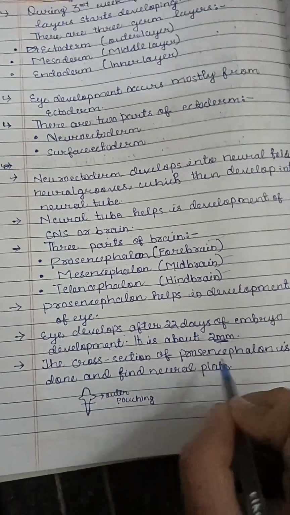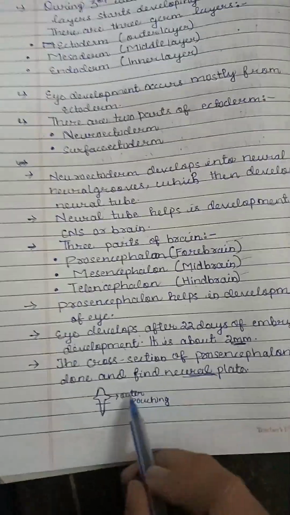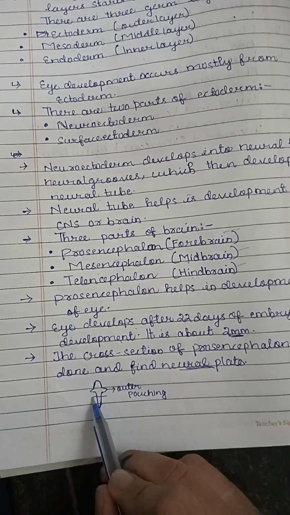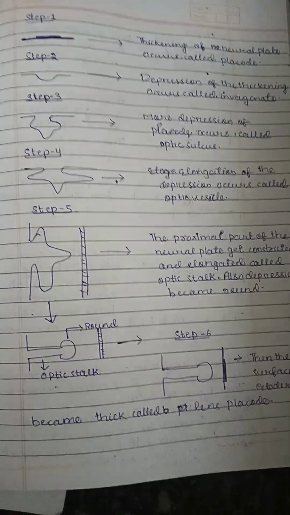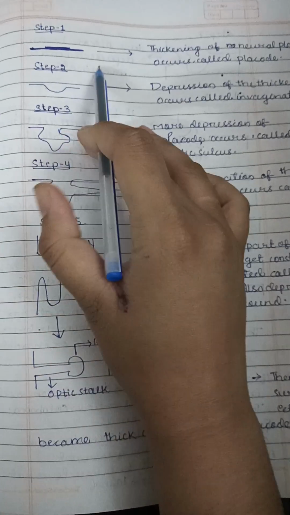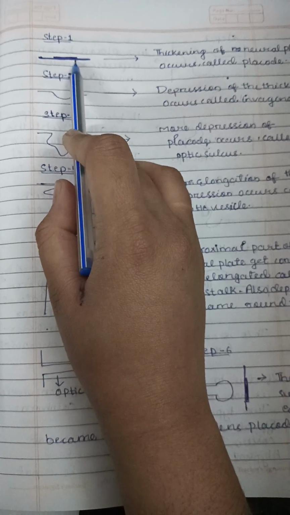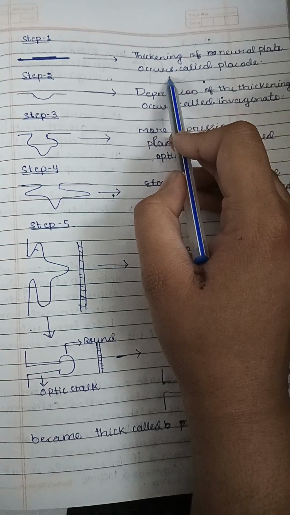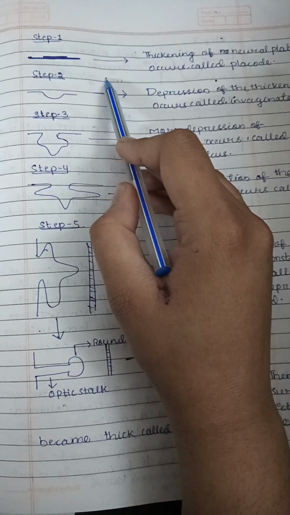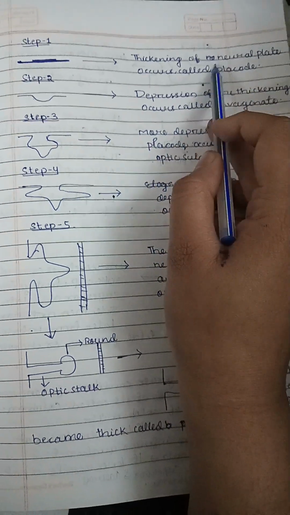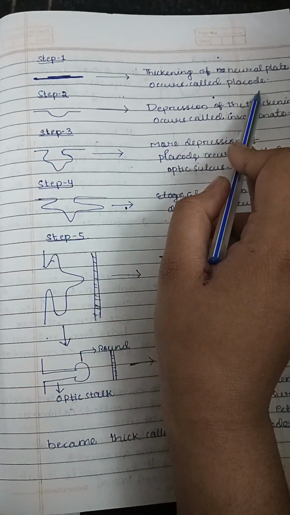When we do the cross section of prosencephalon, we get a neural plate. It is the outer patch of the prosencephalon, and when we do a cross section we get a neural plate. Now step by step we will understand. It is neuroectoderm. Then thickening of the neural plate occurs, which is called placode.